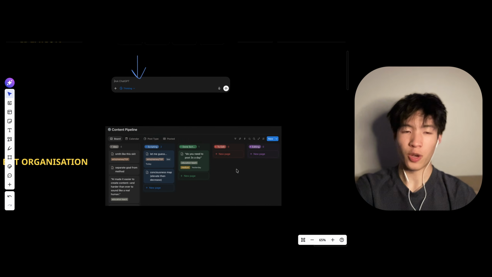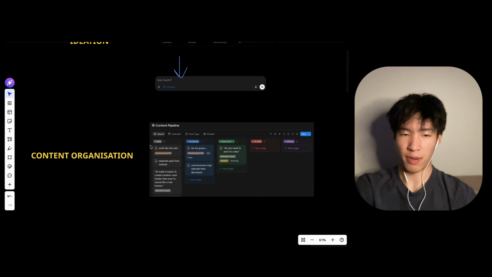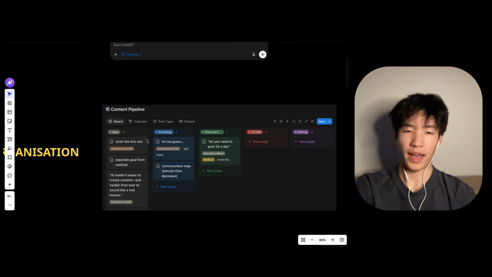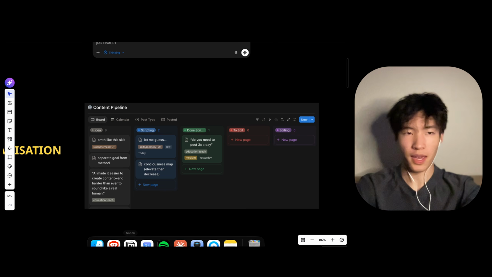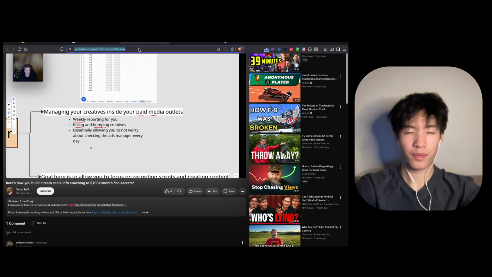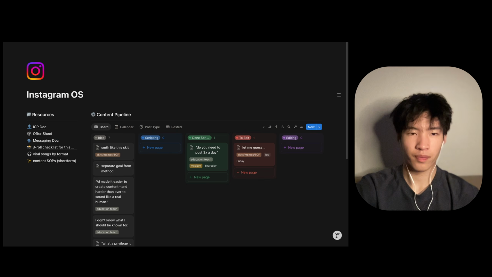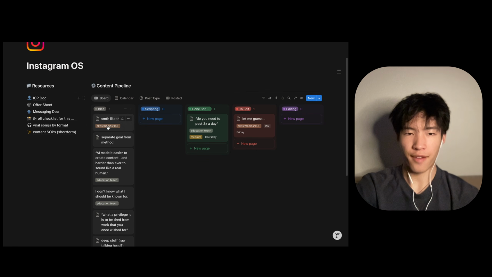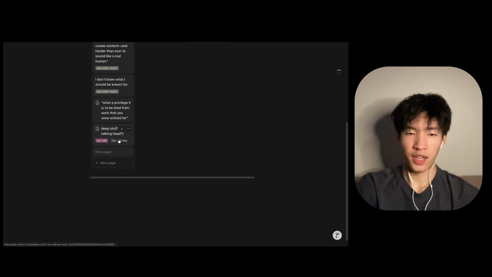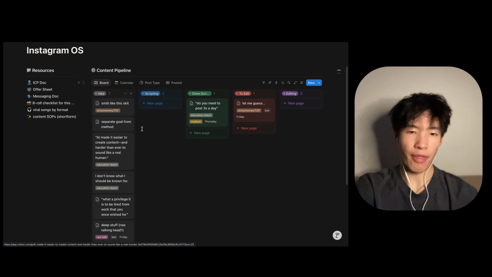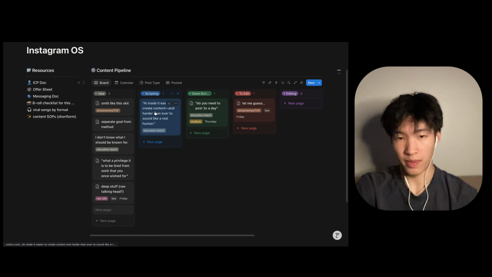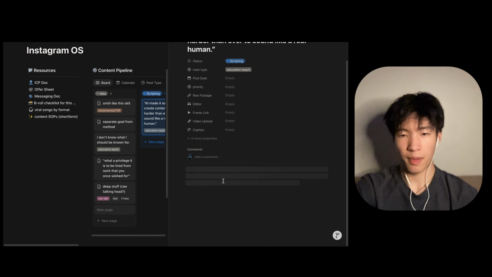And next is my own custom content pipeline organization, where I have the ideas, I have the scripting, done scripting to edit and editing, right? And I'll show you here. Essentially, I have my ideas, right, which every single time I have an idea, I just put it on here. And then I'll take some time to script. Let's say I'm trying to script this idea.